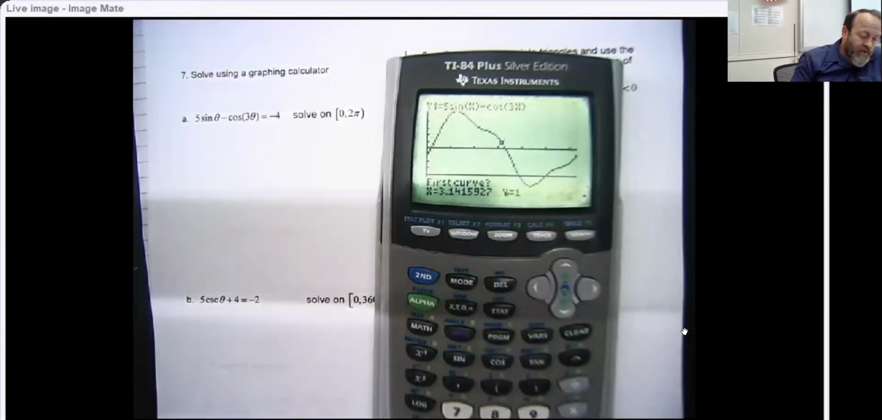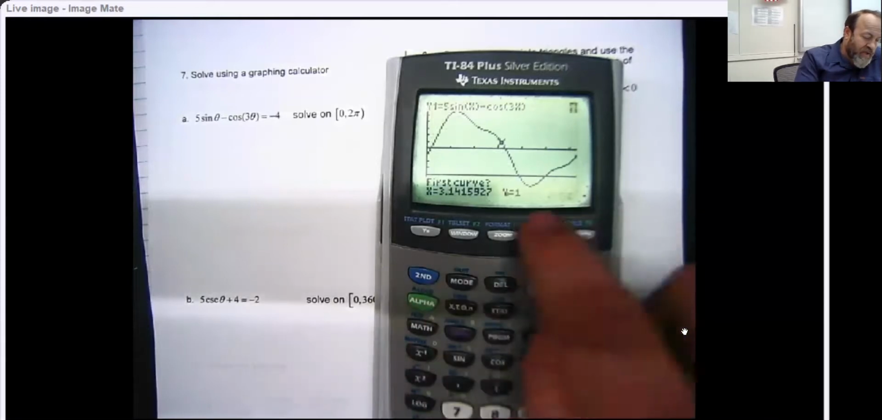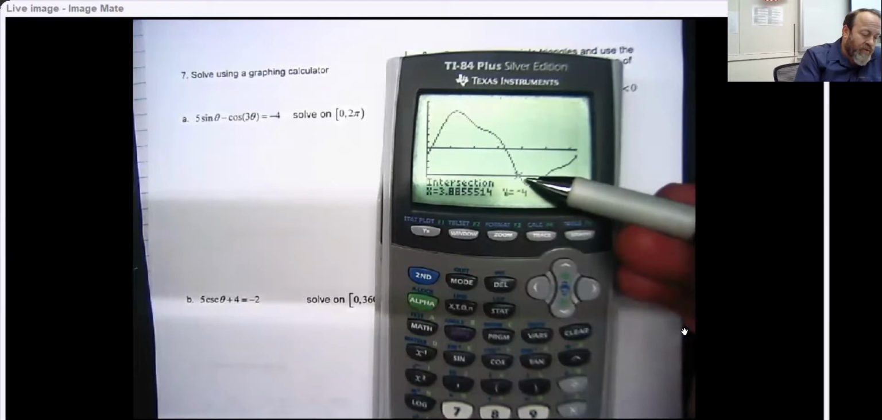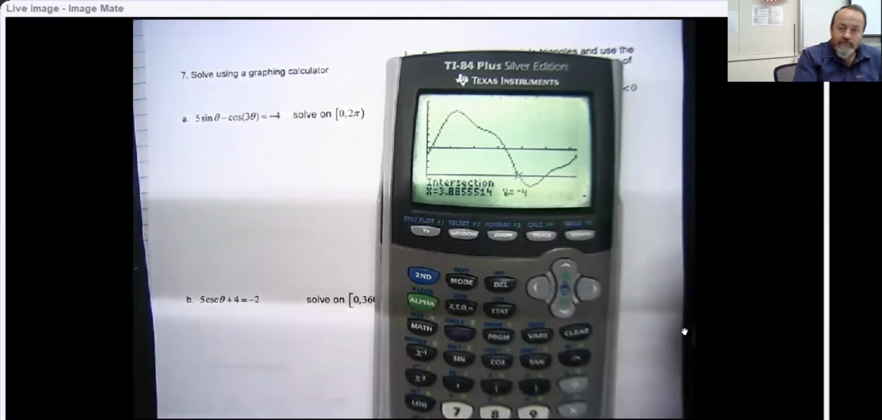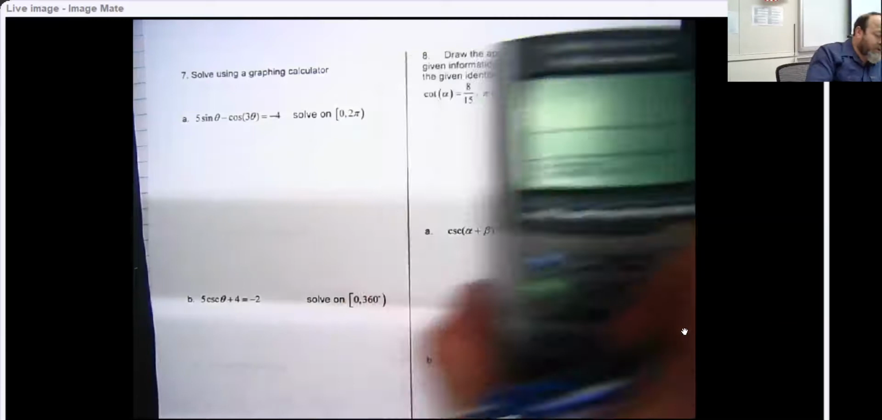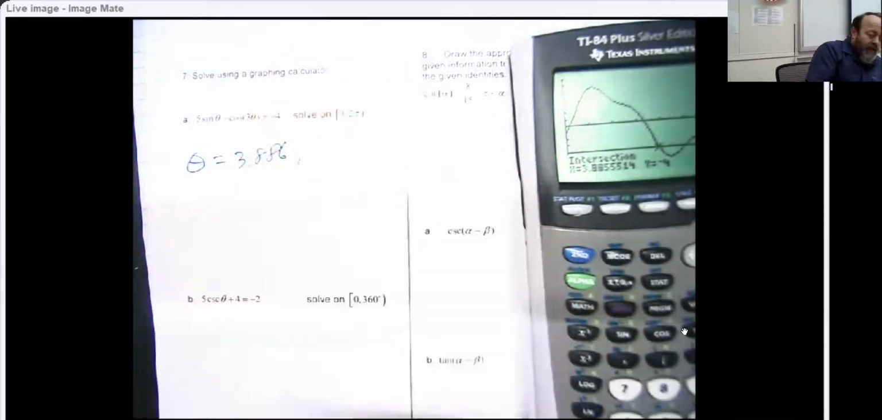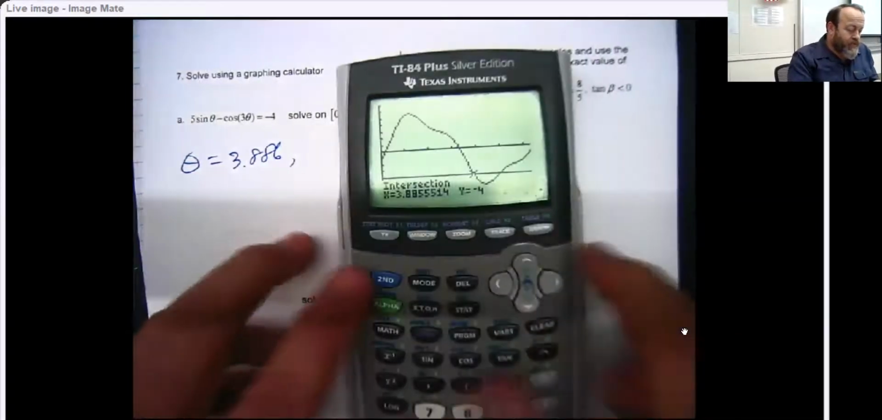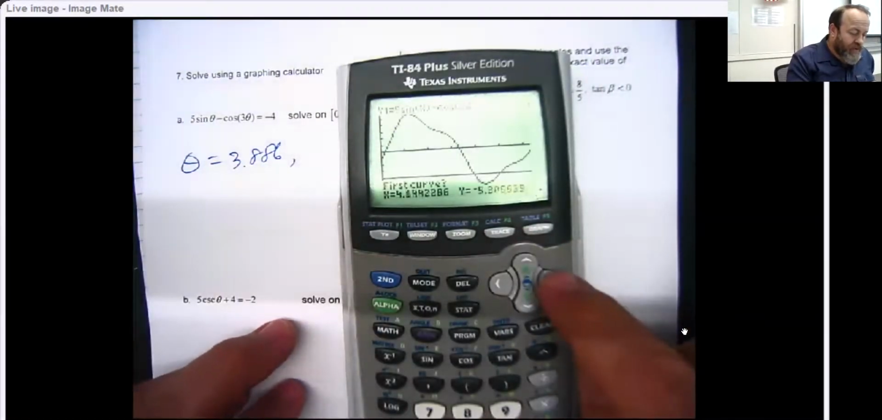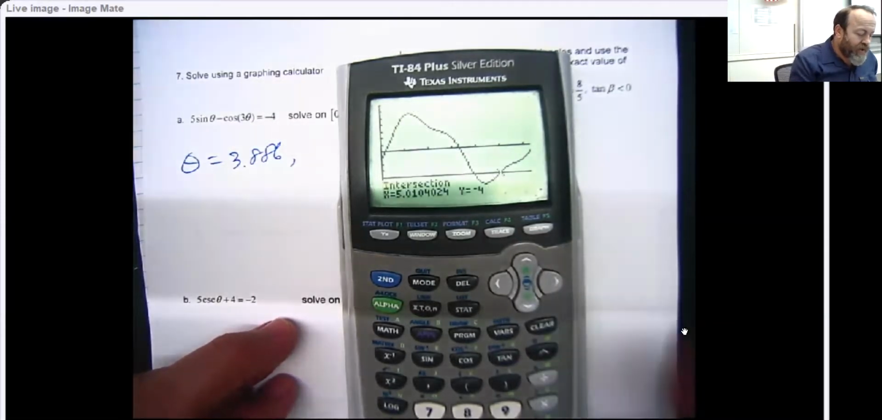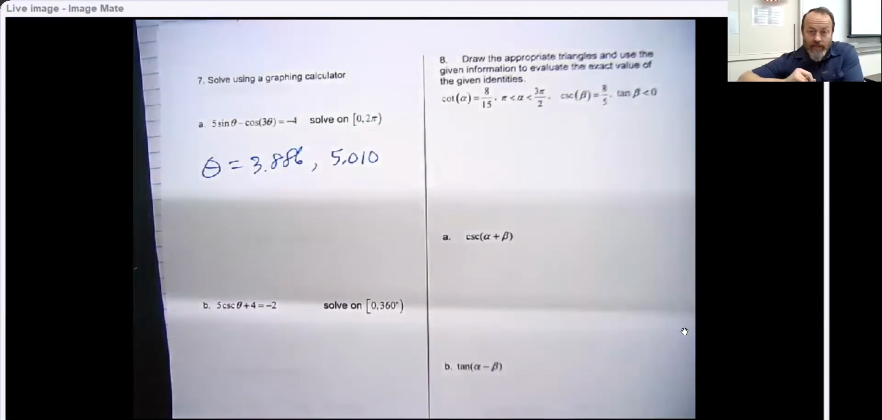So if I calculate the intersection, remember we said second calc number 5, enter 3 times, and it's going to zero in on this value of 3.886. So theta equals 3.886. And the other one, of course, would be, let's see, let's get a little closer here. Enter 3 times, and it says 5.010. And again, I don't need to write radians because radians are understood.